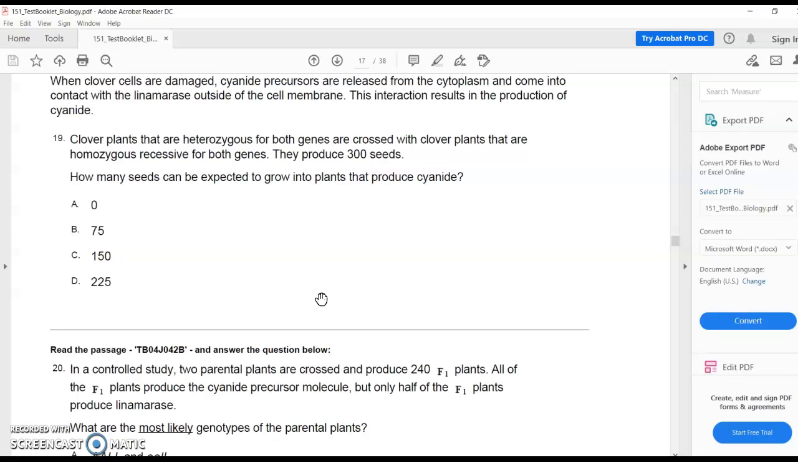So that would be little a, little l. And so what you would do is you can cross your A's and then cross your L's separately. So you could do a cross of big A crossed with little a, and you're going to be looking for plants that produce cyanide. And in order for those plants to produce cyanide, they have to have at least one of each of the dominant genes, so like a big A and a big L. So you would be looking for big A, big A or big A little a in your results.